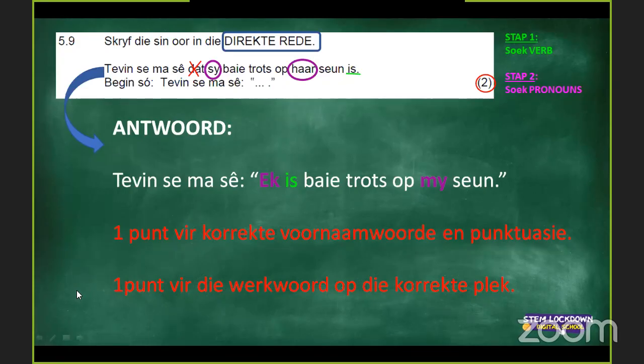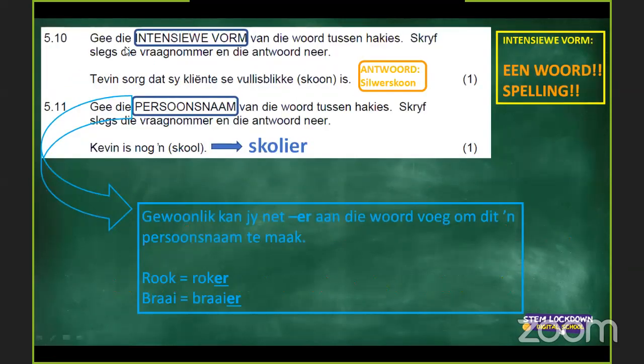Goed, dan, as ons kyk na die volgende skyfie, ek sê dit gee die intensiewe vorm van die woord tussen hakies, skryf slegs die vraagnommer en die antwoord nee. Right, so they want the intensive form. This is bloedrooi, pikswart, grasgroen, spierwit. So kom ons kyk, Steven sorg dat sy kliënte se vullisblikke skoon is. Okay?